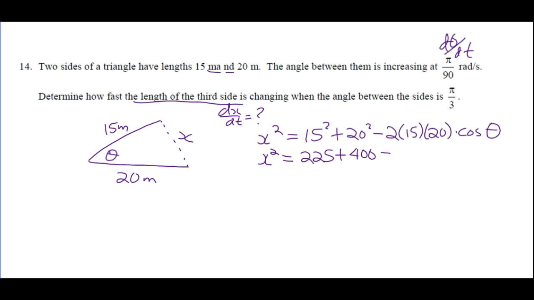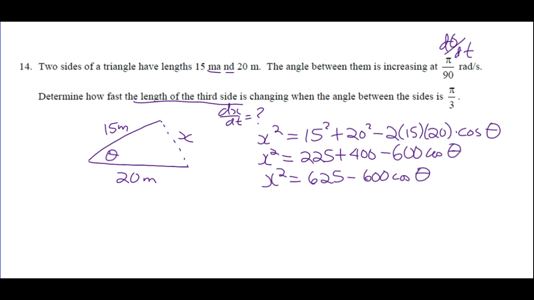What do we got? 30 times 20 or 40 times 60, let's go with 600. Or go 10 times 15 times 4, I don't care. You figure out how to do your own mental math. All right, so this is 625, so x squared is equal to 625 minus 600 cos theta.